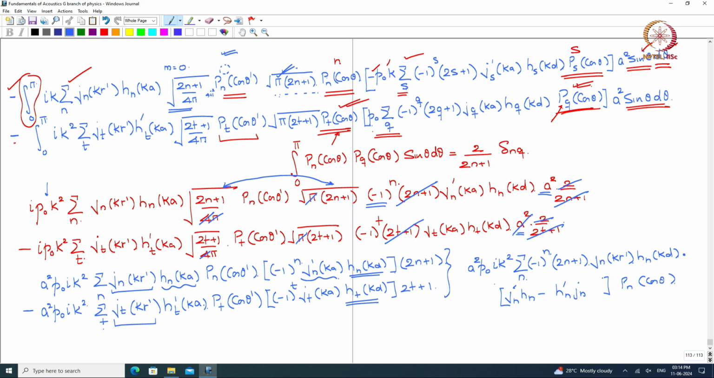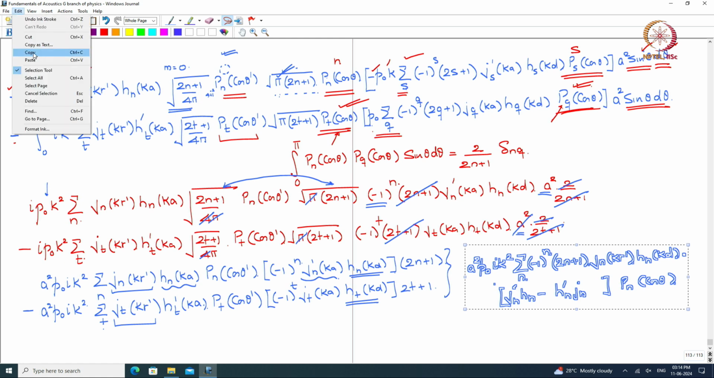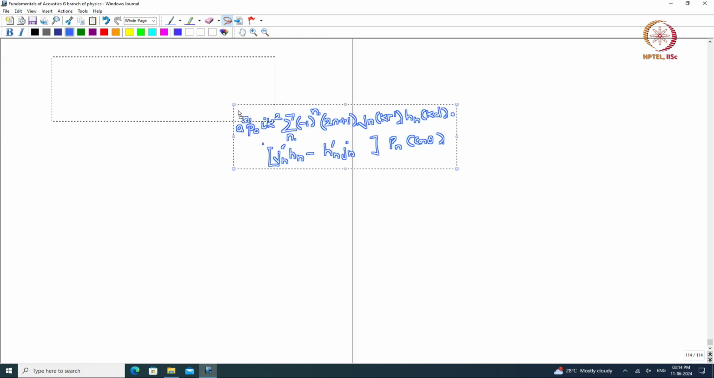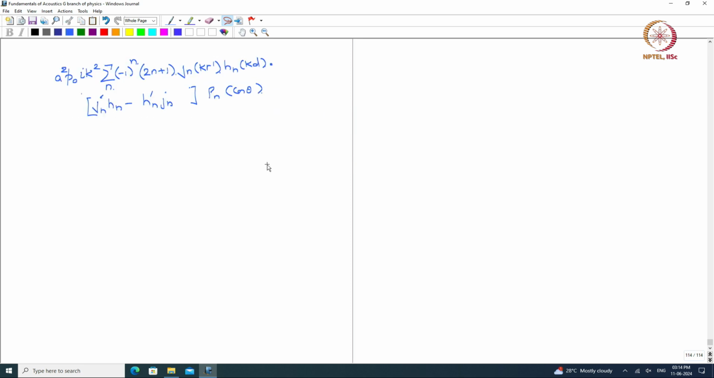Let me take this term to the next page. Okay, this is the term. Now I have this inside term over here, which we have seen repeatedly, that is equal to I by k square a square.